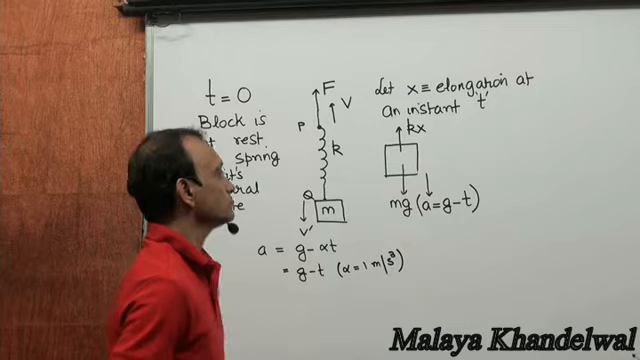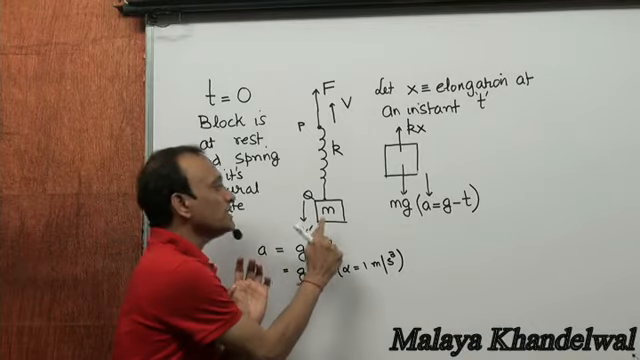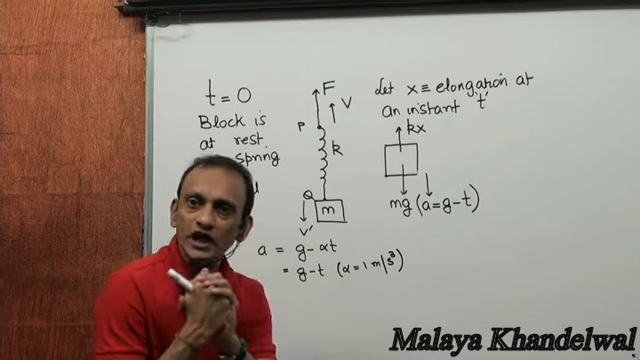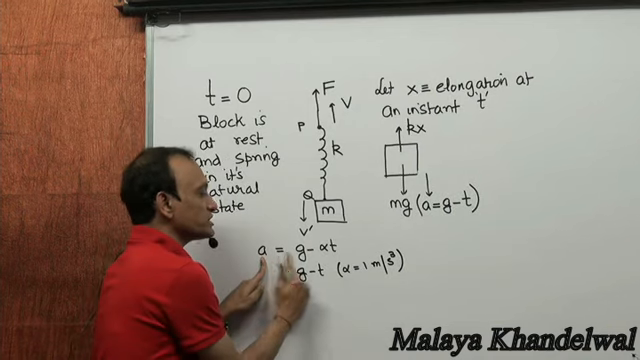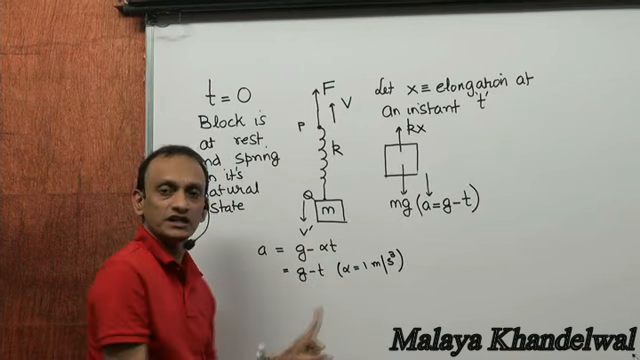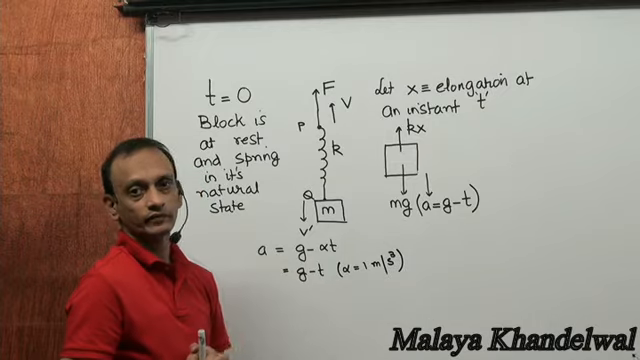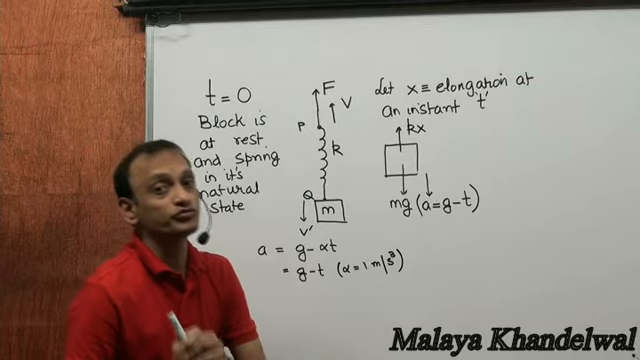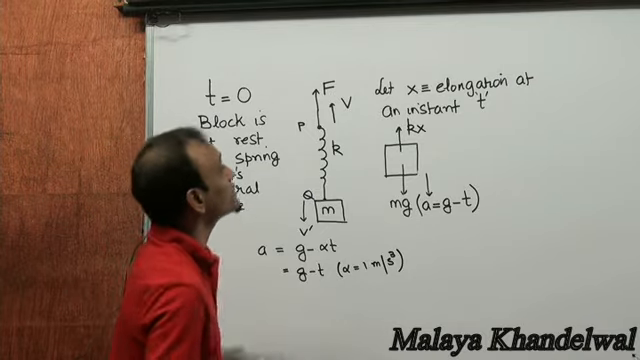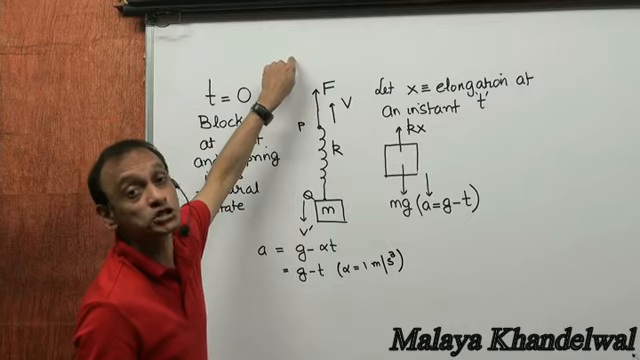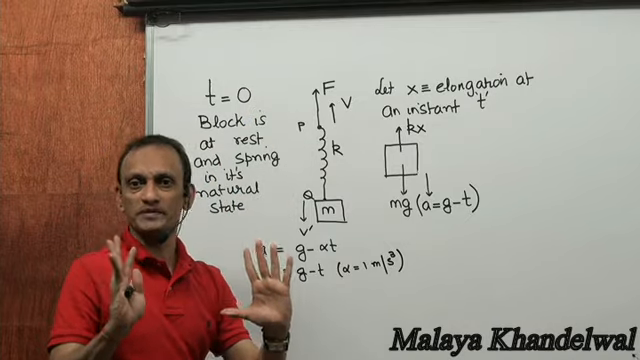It is found that the mass m at an instant of time t has an acceleration given by g minus alpha t. The value of alpha is given to be 1 meter per second cube. We want to find the velocity of the end P as a function of time. This is what the problem is all about.